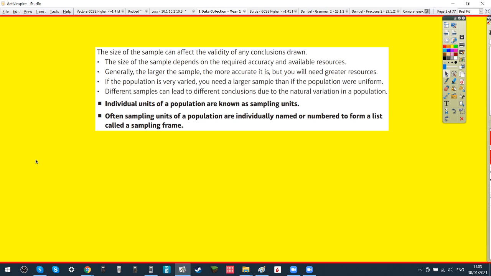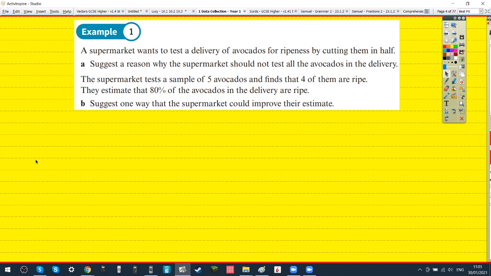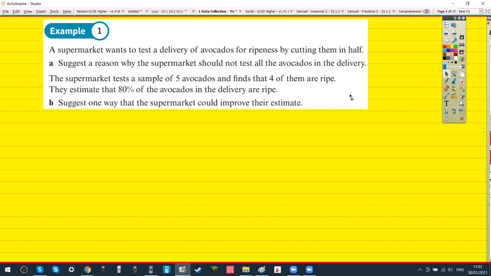The size of the sample can affect the validity. So a very small sample might not be representative. Okay. Because of individual sampling units, sampling frame, sure. Okay, let's give this a go.